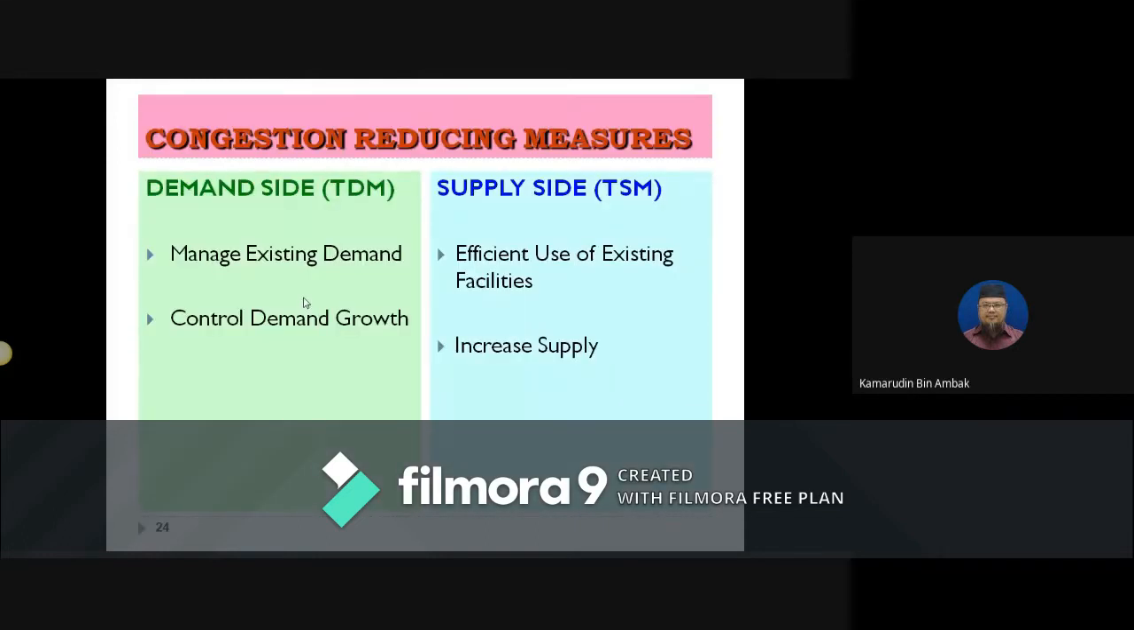When we look at this other kind of comparison, congestion reducing measures, if you look at both approaches, the TDM side and the TSM side: TDM looks at managing existing demand and controlling demand growth, while from the TSM side, it is the efficient use of existing facilities and increasing the supply. So each has its own approach.